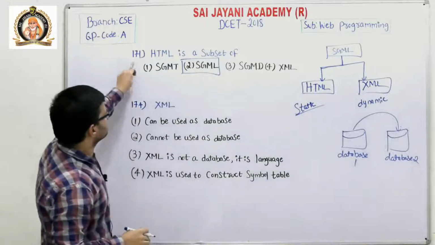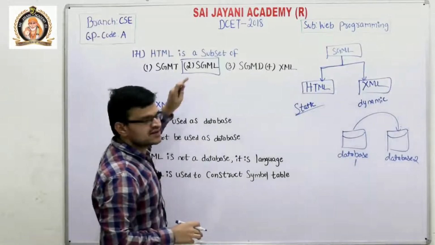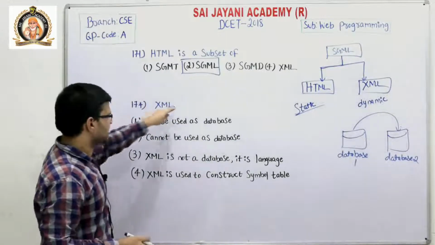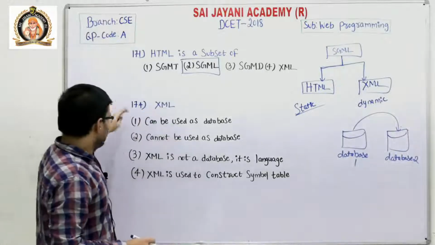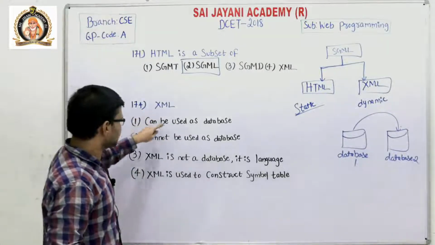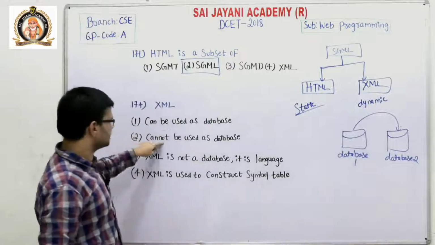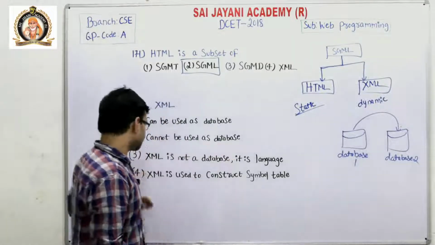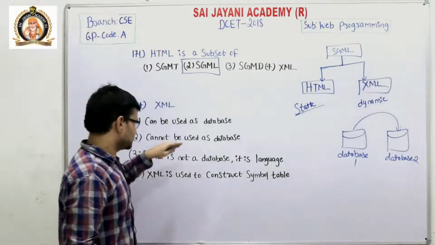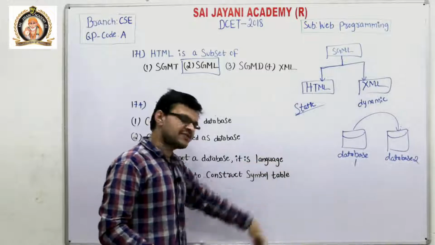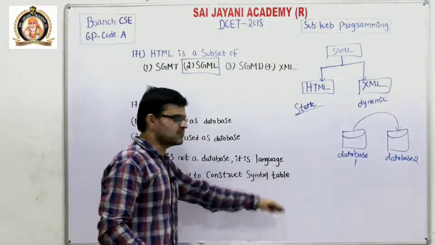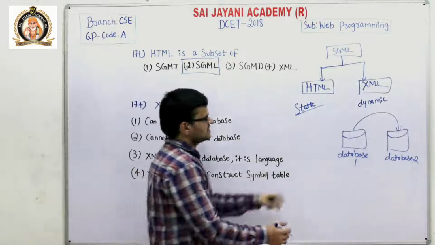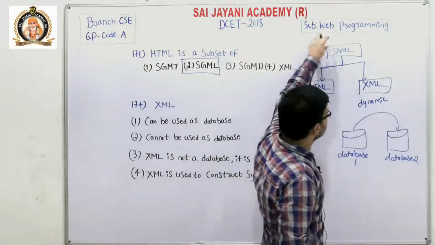So for question number 171, the second one is the right option. Similarly, for question number 174, on XML, we have 4 options. The first one is can be used as a database. The second one is cannot be used as a database. The third one, XML is not a database and it is a language. And the fourth option is XML is used to construct the symbol table.